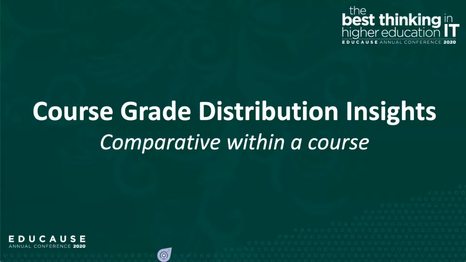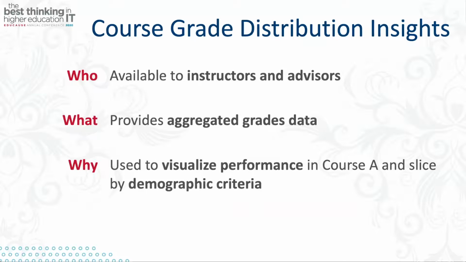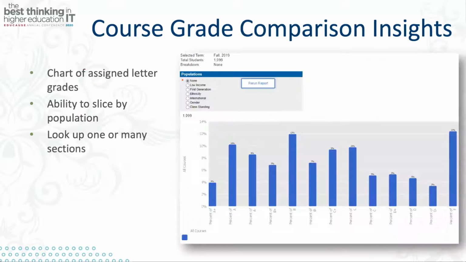So the next report I want to show is the Course Grade Distribution Insights report. This lets you compare grades within a course itself. So this is available to instructors and advisors. They have slightly different views. Advisors get a little more detail than instructors. It provides aggregated grades data to these audiences, and it's used to visualize the performance in Course A and then slice it by the demographic criteria, which is a really cool thing, which I'll show in just a sec.